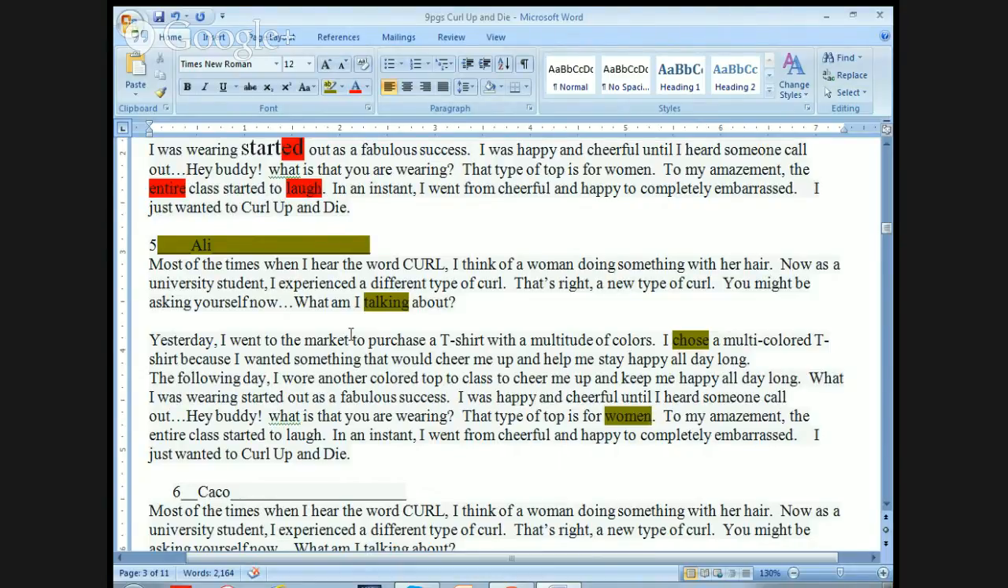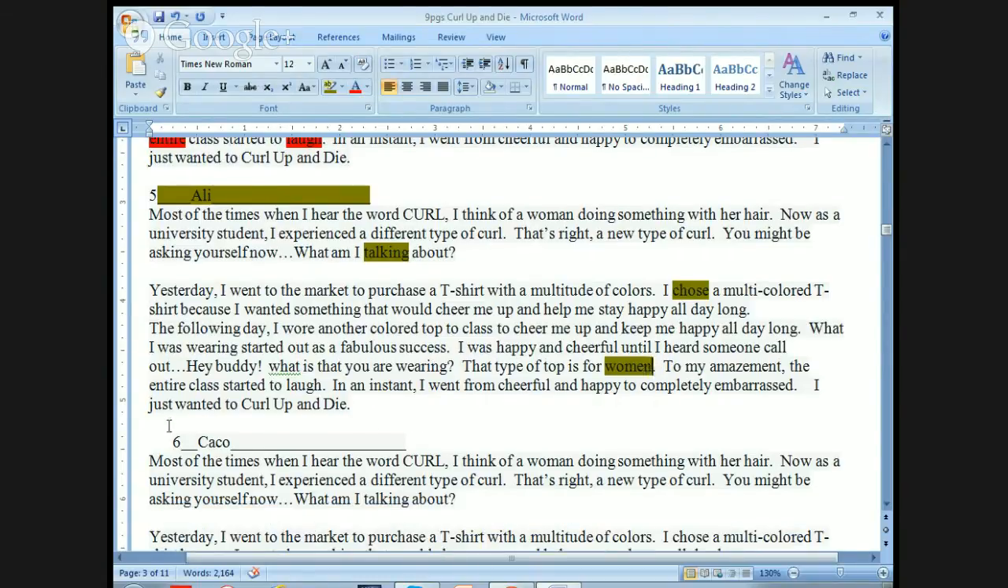Thank you, Ali. This word is talking. I think you said asking, but this word is talking. This is choose. I mean, I chose. You said choose. I chose. Chose. And again, this word is women. Women. Okay. Questions? No. Kaka, it is your turn.